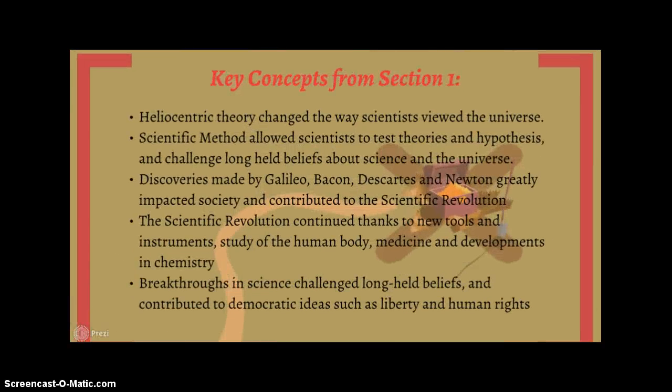So some of the key things that you need to understand from Section 1: That the heliocentric theory changed the way scientists viewed the universe. That the scientific method allowed scientists to test theories and hypotheses and challenge long-held beliefs about science and the universe. That discoveries made by Galileo, Bacon, Descartes, and Newton greatly impacted society and contributed to the scientific revolution. The scientific revolution continued thanks to new tools and instruments, the study of the human body, medicine, and developments in chemistry. And breakthroughs in science challenged long-held beliefs and contributed to the democratic ideas that we know today, such as liberty and human rights.